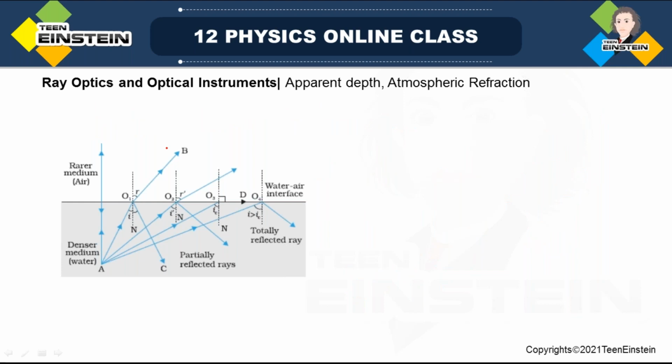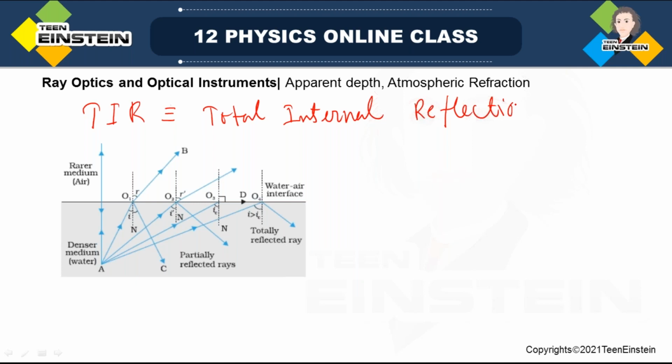Look here, what is total internal reflection? This is in short TIR, total internal reflection. So this happens in atmospheric refraction. Let us see this, where rays are getting refracted at various angles of incidence.